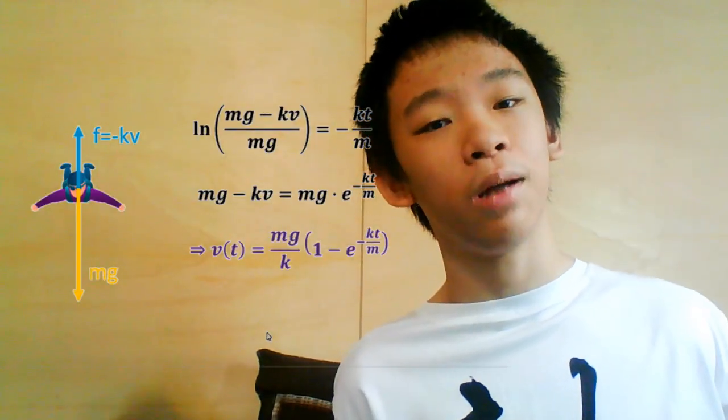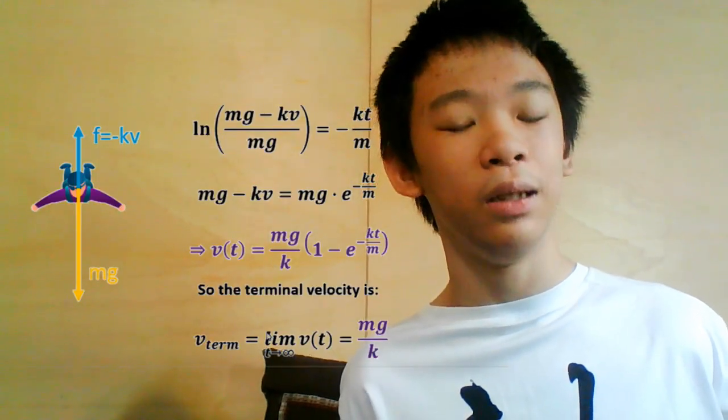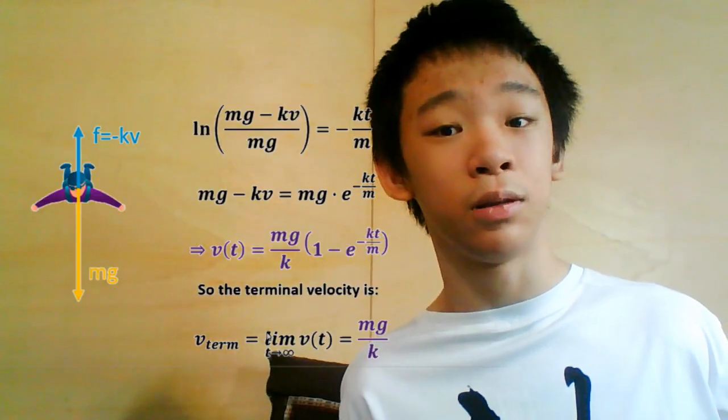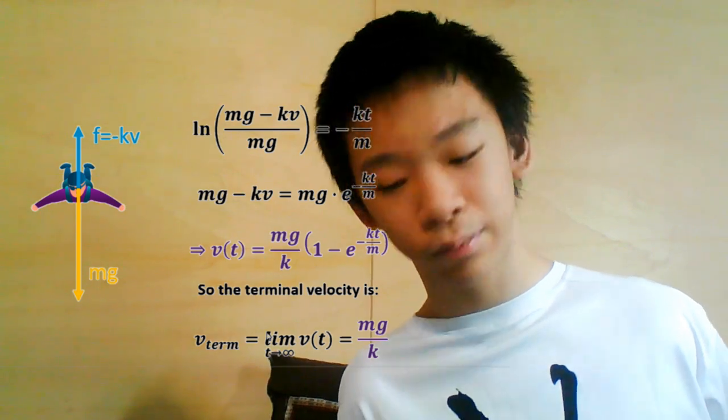So to get the terminal velocity, you take the limit of v of t as t goes to infinity. The limit of e to the negative kt over m goes to 0, because e to the negative infinity goes to, well, 0. So the terminal velocity is mg over k.